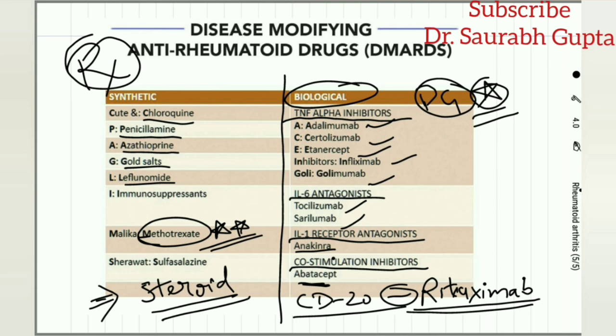So this is how we have discussed the clinical case of the patient. We have discussed the pathogenesis, the clinical manifestation, and the treatment part. Thank you very much.